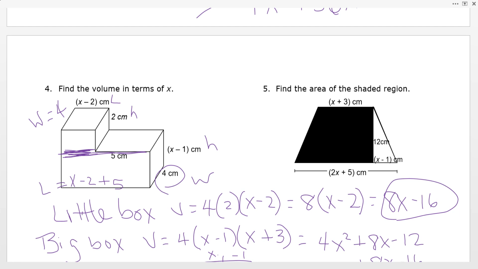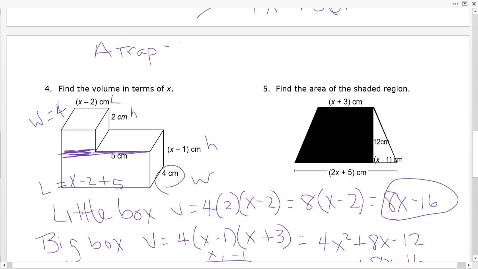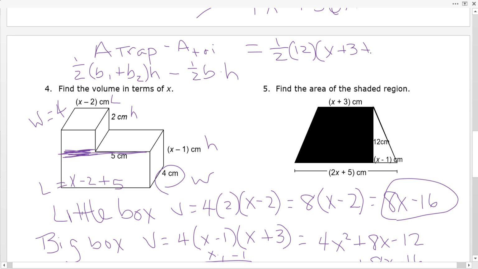I'm going to do the area of the trapezoid minus the area of the triangle. So the area of a trapezoid is 1/2 base 1 plus base 2 times height, and the triangle is going to be 1/2 base times height. So for my trapezoid, I'm going to have 1/2, and then the height is 12, and then my bases are x plus 3 plus 2x plus 5.